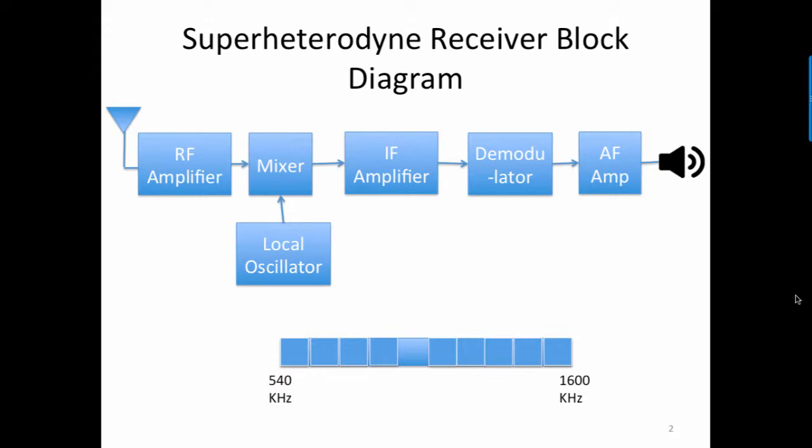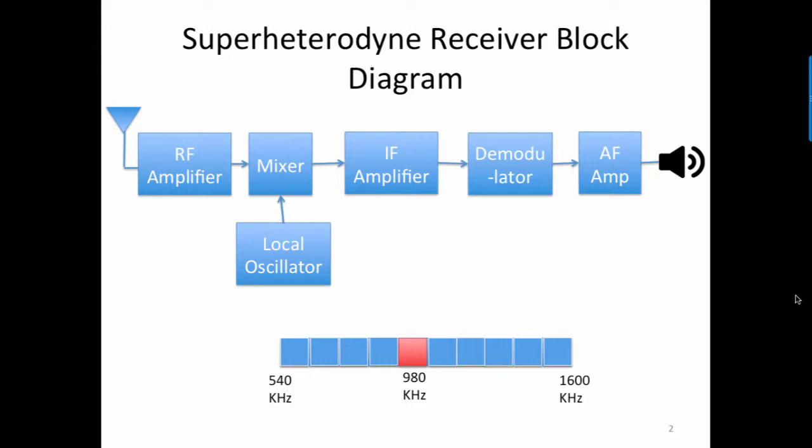The receiver is designed to receive the AM broadcast band in the 540 to 1600 kilohertz range. As shown here, the frequency that we focus on will be the 10 kilohertz station centered at 980 kilohertz. First, we will go through an overview of the system and then step through it more carefully.